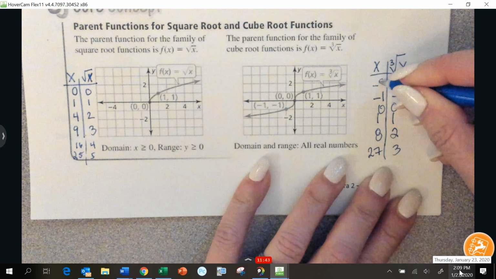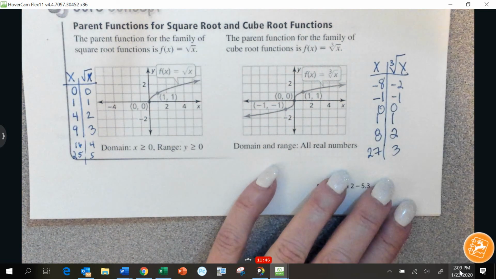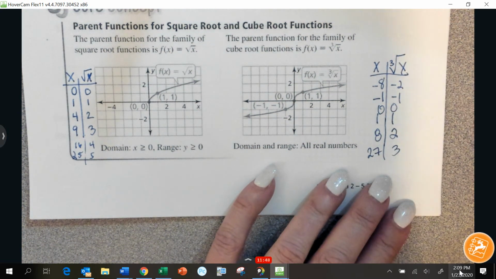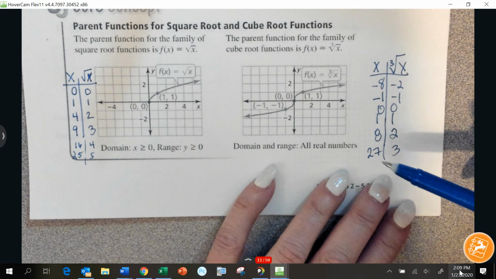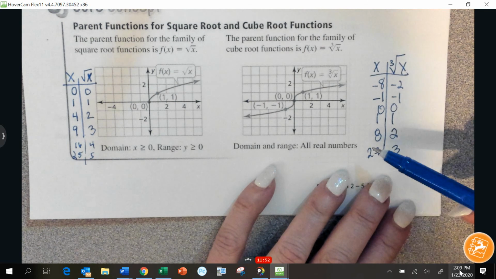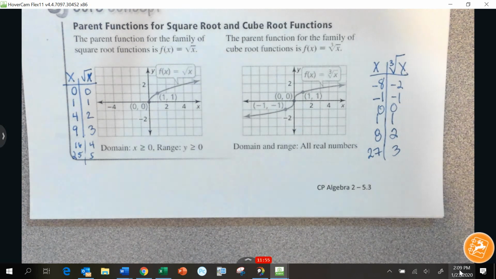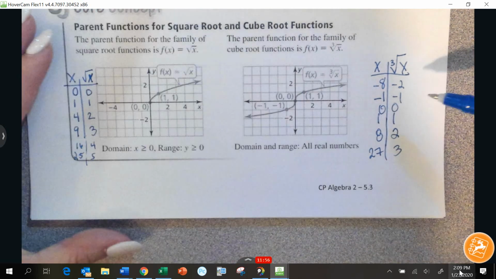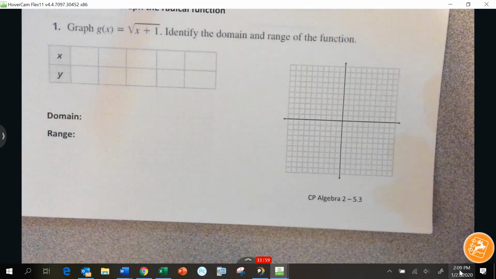Now, you can keep going, like somebody said 27. That would only be if I needed it, because if I didn't have any transformations to change that 27, it's not going to fit on the graph. So those are my parent functions, so we're going to use those when we graph stuff.